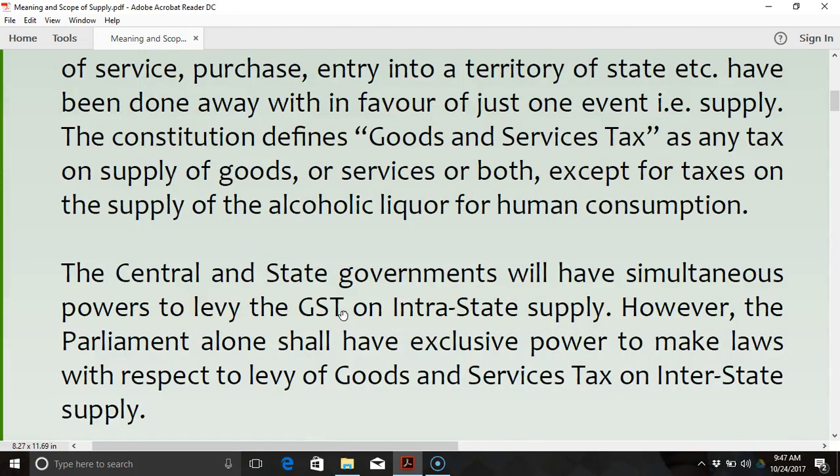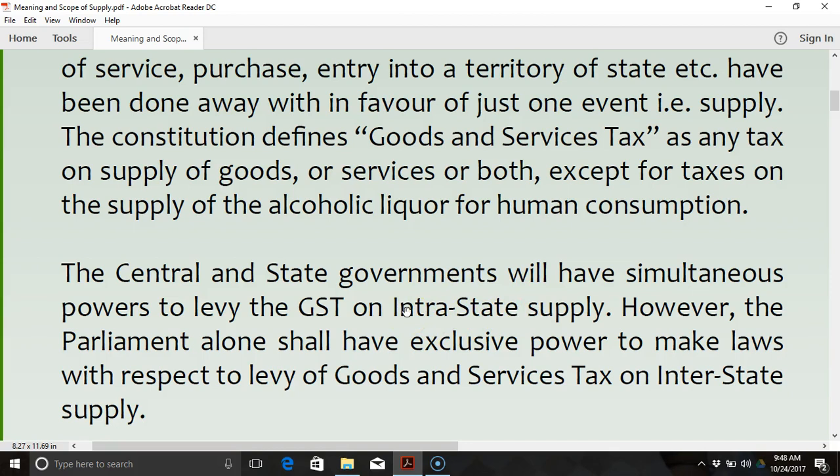Next, the central and state governments will have simultaneous powers to levy the GST on intra-state supply. What is the meaning of intra-state? Within a particular state. Suppose we take the state of Tamil Nadu. If there is a supply made within Tamil Nadu and it is not going outside Tamil Nadu, then it is called intra-state supply, a within-the-state supply.